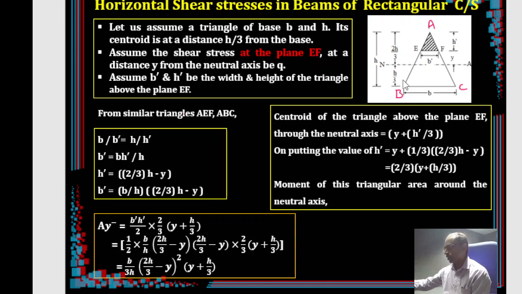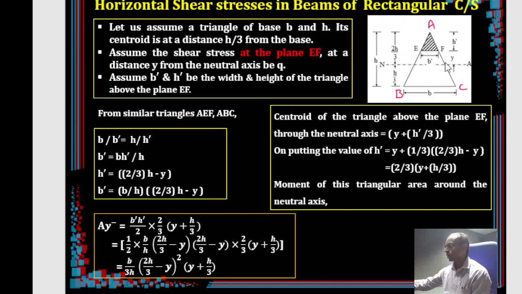So we take a triangle here, the triangle having a base of b and height of h, right? Now I need to take a plane, say EF, which is at a distance y from the neutral axis, right? So I am going to use this area, let's shade that area, so that above EF, whatever is there, that's what you have to do.